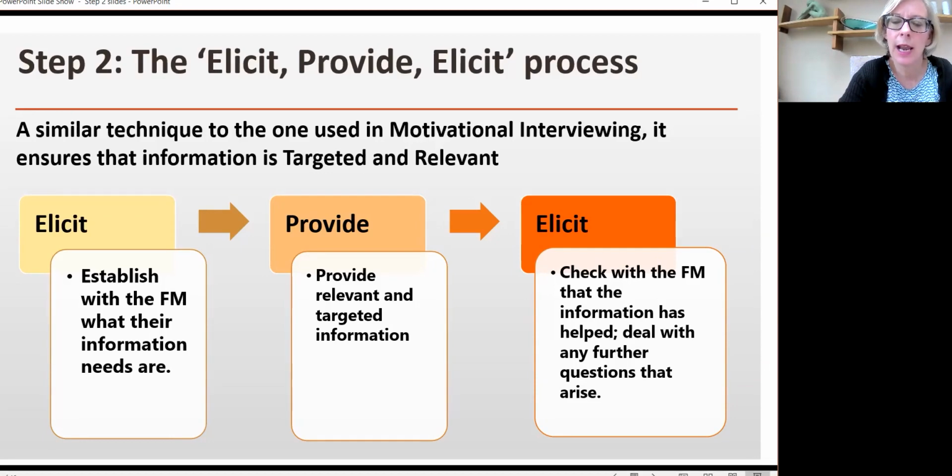Firstly, you need to work collaboratively with the family member to identify their questions and information needs, and that's the elicit part of the process. And it's largely informed by what was discussed in step 1, and hopefully you've clarified that at the end of step 1, so you're really prepared for this session.